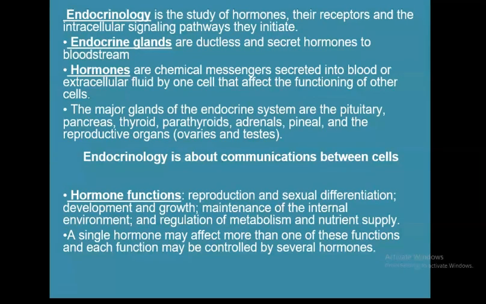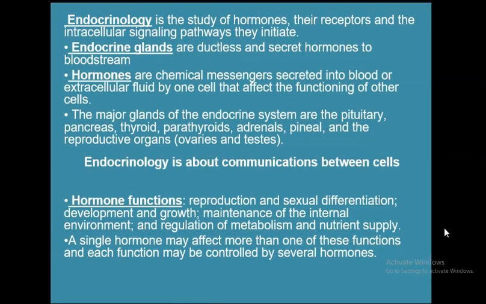And as you studied before, the glands in general are divided into two types. Glands with ducts, as of the GIT, the one you studied, and the glands without duct, ductless. We call them endocrine glands. So endocrine glands are ductless glands. Their secretion, we call it hormones.